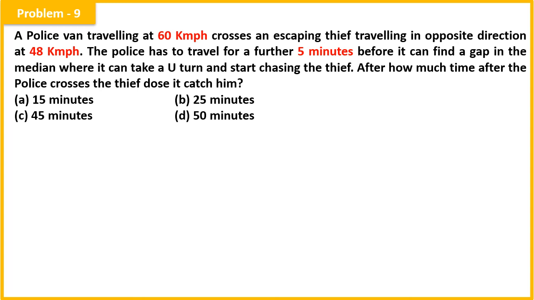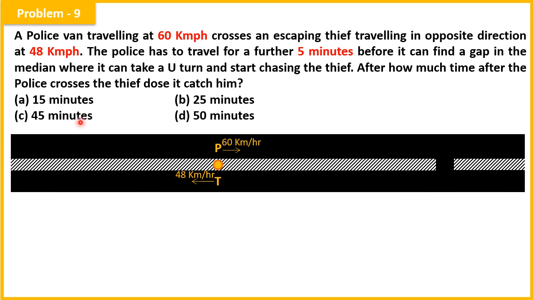Now first you have to visualize this problem something like this. The police has observed the thief at this point, let us say, where the police is traveling in this direction at the speed of 60 km per hour and the thief is traveling in the opposite direction at 48 km per hour. So the police needs to travel a further 5 minutes before it can find the gap in the median here.